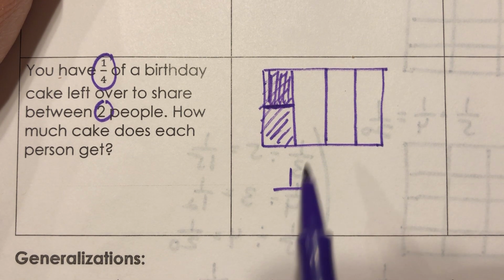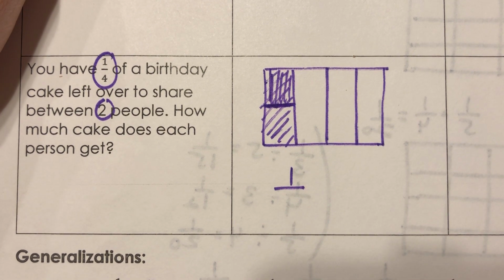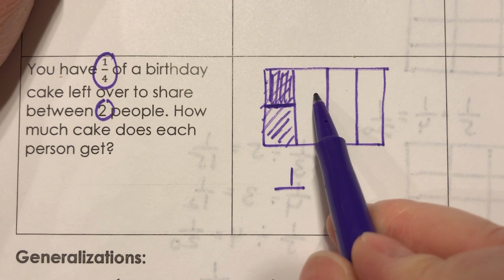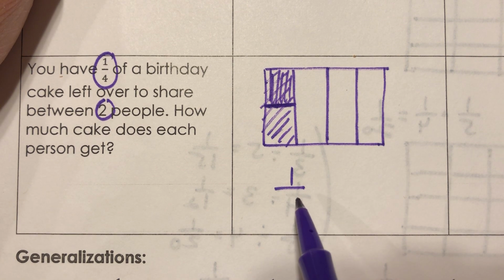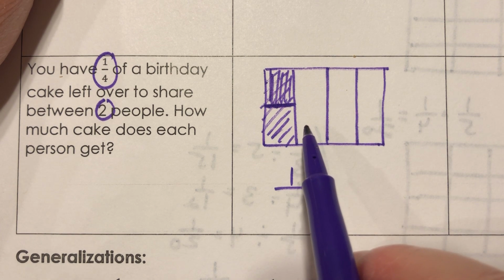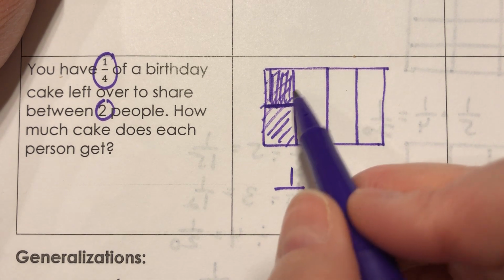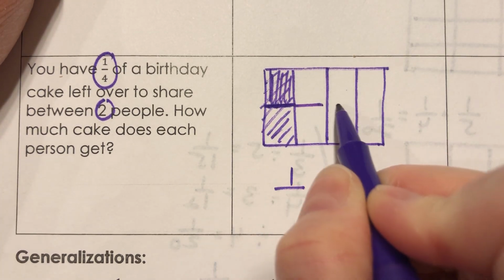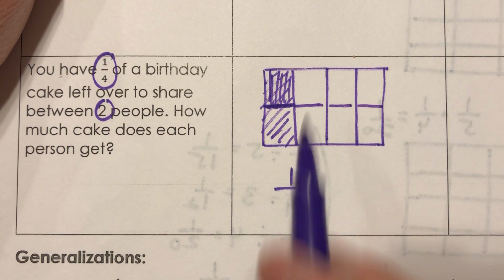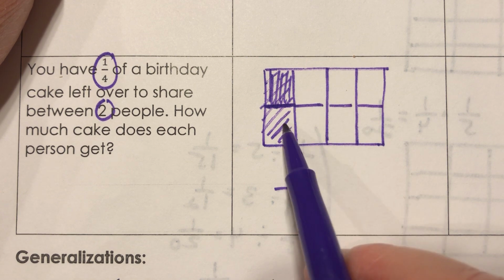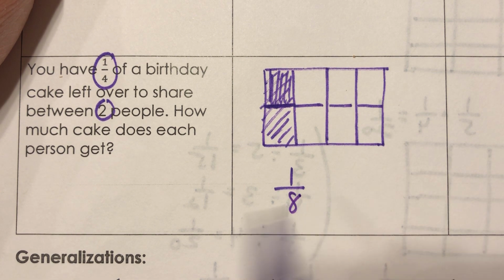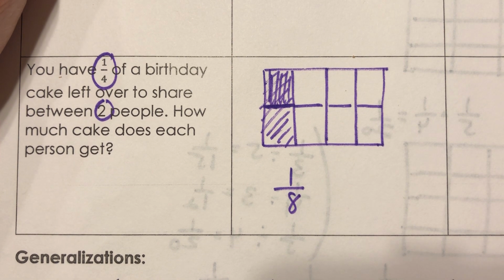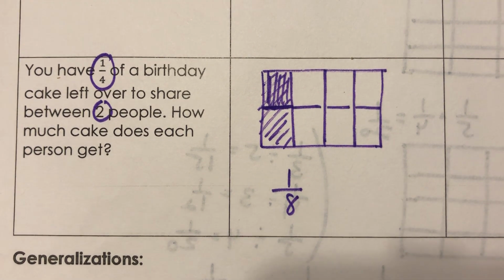Isn't your denominator supposed to be how many pieces the whole is cut up into? And right now, this piece and this piece are not the same size. So in order to figure out how many pieces the whole is cut up into, I need all the pieces to be the same size. So if I cut this 1/4 into 2 pieces, I need to cut this 1/4 into 2, this into 2, this into 2. So each person gets 1 out of 2, 4, 6, 8 pieces. So 1/8.